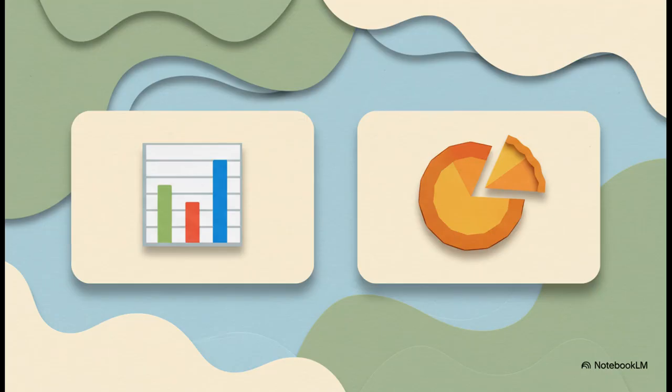Choosing the right one is huge. Here's the simplest way to think about it. Bar charts are for comparing things. How many 9th graders like pizza versus 10th graders? That's a bar chart. Pie charts are for showing parts of a whole. What percentage of the total budget is spent on supplies? That's a pie chart. So bar chart for comparison, pie chart for parts of a whole.